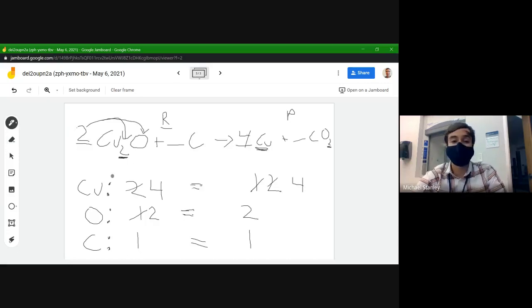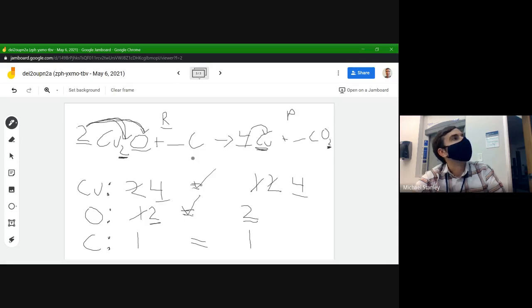So let's check and see if we're fully balanced. We've got, let's see, 2 times 2 gives us 4 Cu's on the reactant side. And this 4 right here gives us 4 Cu's on the product side. So now that one is balanced. Check, check. We've got 2 O's on the reactant side and 2 O's on the product side. So that is also balanced.